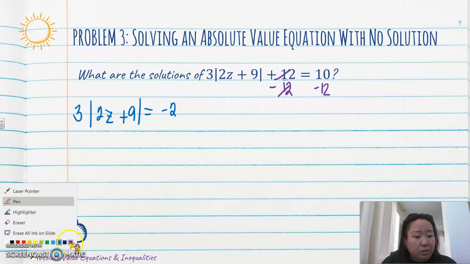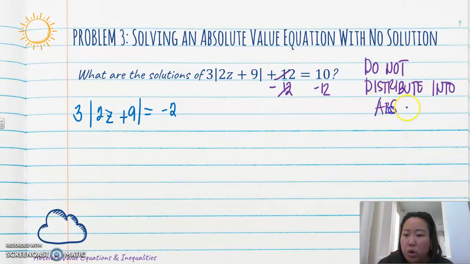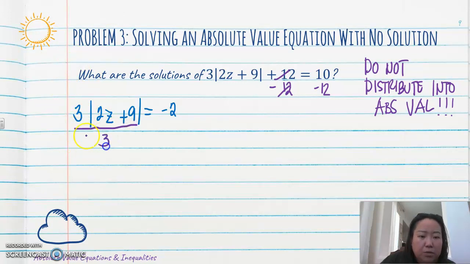We do not distribute into an absolute value. Again, do not distribute into absolute value. Nope, never. I am highlighting that they are all in caps lock. So this would be, you divide the whole thing by 3, you divide the whole thing by 3. This is a fraction. Just chill a little bit, okay?